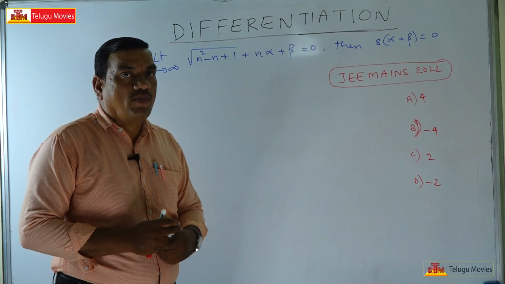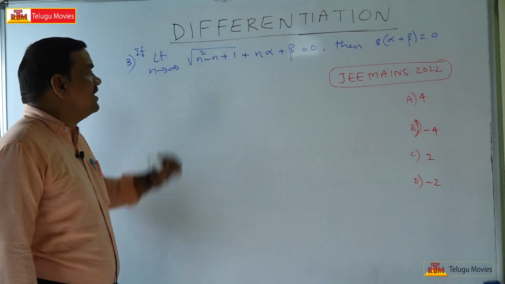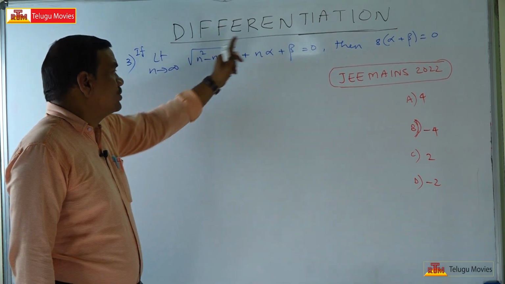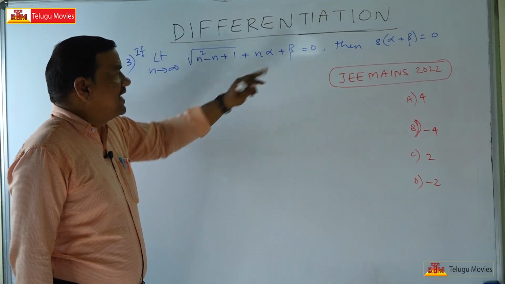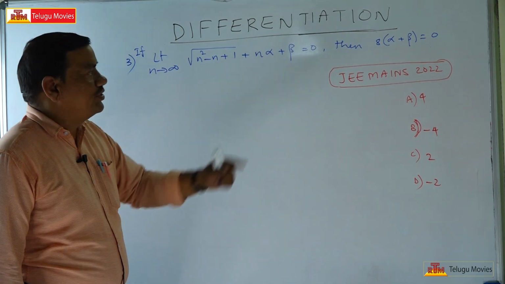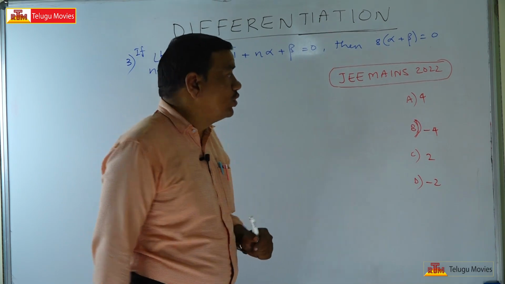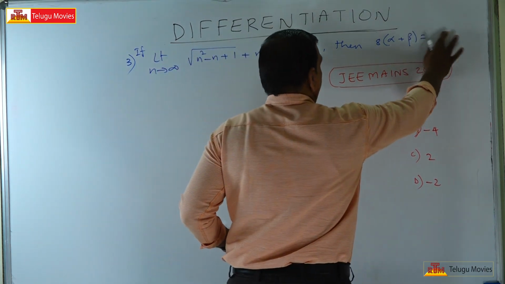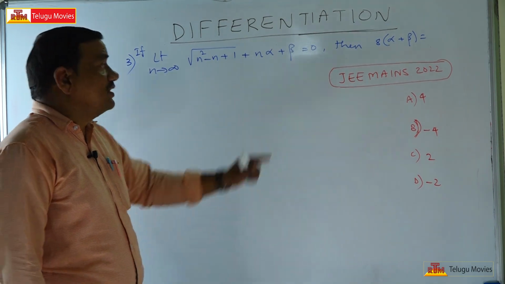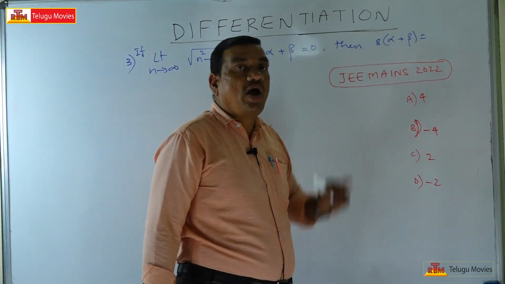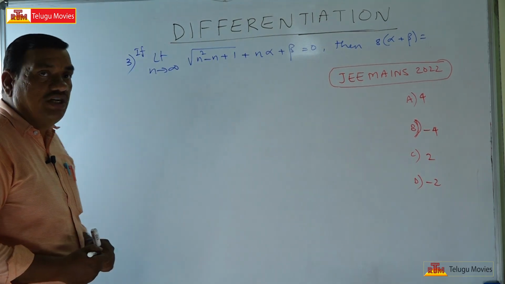Welcome to the third problem. The third problem is: if the limit as n tends to infinity of square root of n square minus n plus 1, plus n alpha plus beta, is equal to 0, then the value of 8 times alpha plus beta is equal to how much? Sorry, it is not 0. 8 times alpha plus beta value is equal to how much? Right. That means we have to find the alpha value and beta value. Okay. Then how to proceed with this problem?